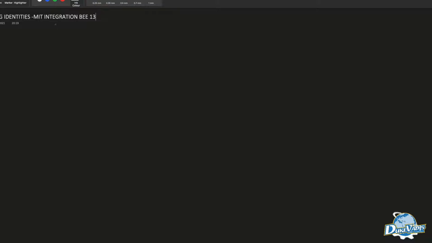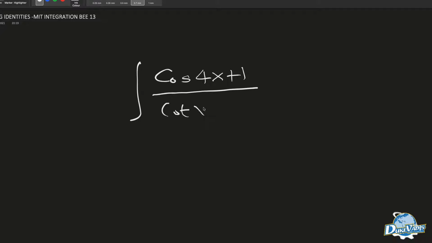let's go to drawing and we write. It says the integral of cos 4x plus 1 all over the cotangent of x minus tan x, dx. All right.